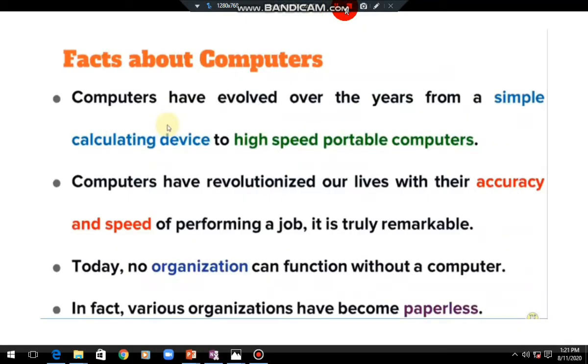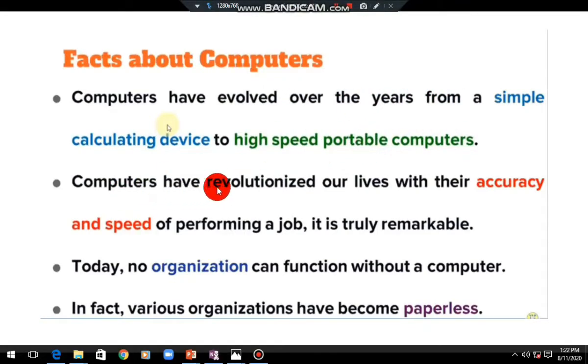Now we see some facts about computers. Computers have evolved over the years from a simple calculating device to high-speed portable computers. You already saw the first calculating device. What is its name? Can you remember? Yes, it is the abacus. From that simple calculating device, nowadays we are using laptops and tablets, high-speed portable computers, that we found over the years.